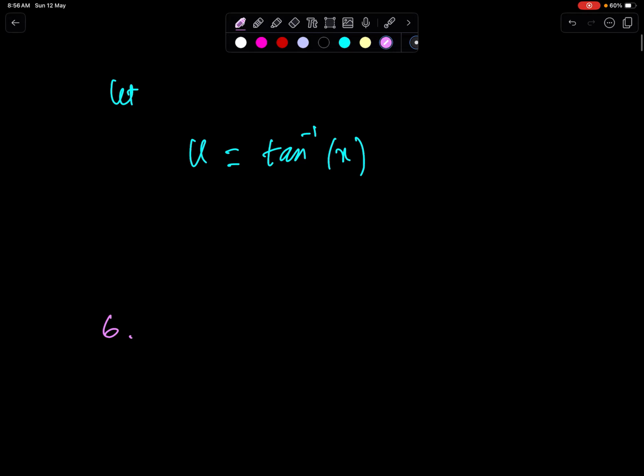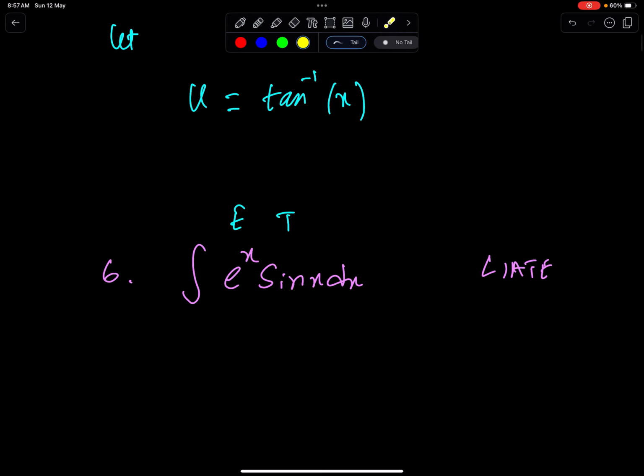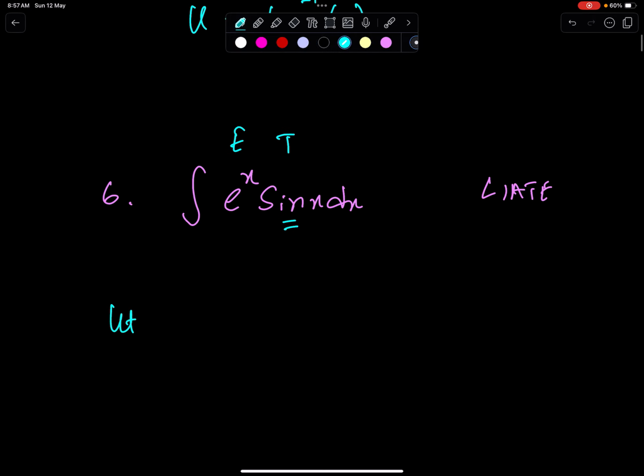One more example. Let's suppose we have e power x times sin x. Now check which function comes first in LIATE. This is exponential and this is trigonometric. See, T comes before E in LIATE. So this is u. Let u be sin x. This is the way to select u while using integration by parts.